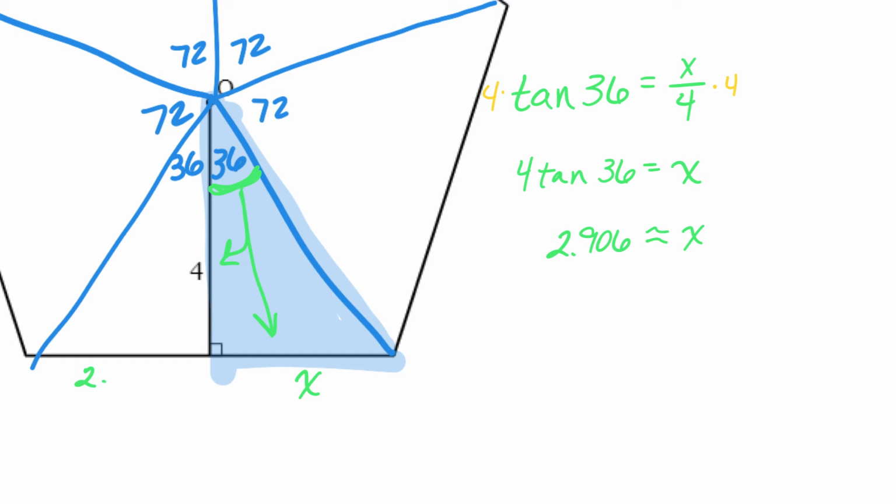So this little segment here is 2.906, which means this one is 2.906. So together, they make up the side of this figure. So we multiply times 2, or we add them together. It's your call. And we get 5.812.